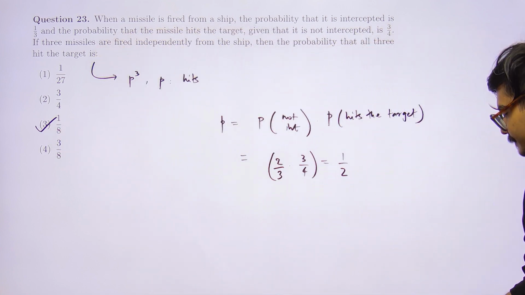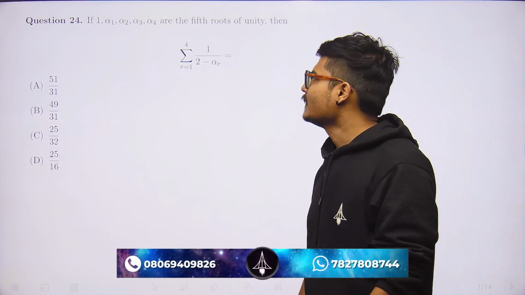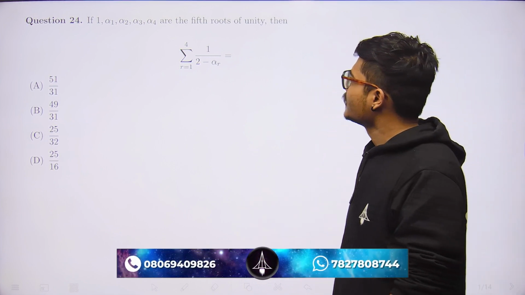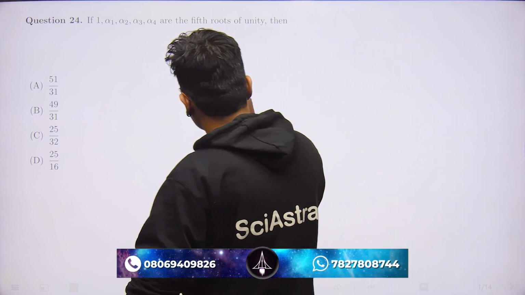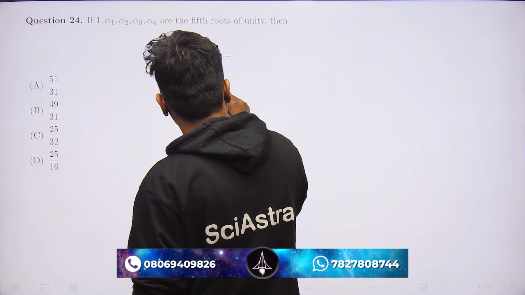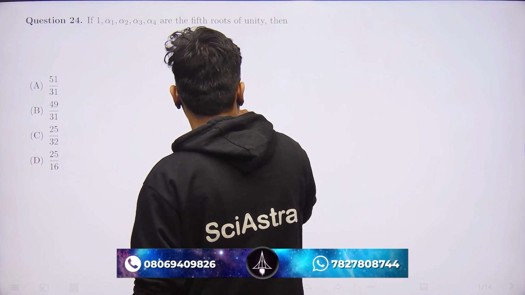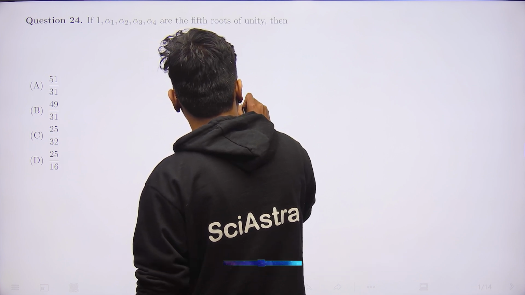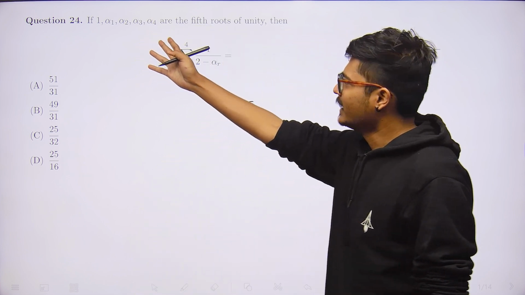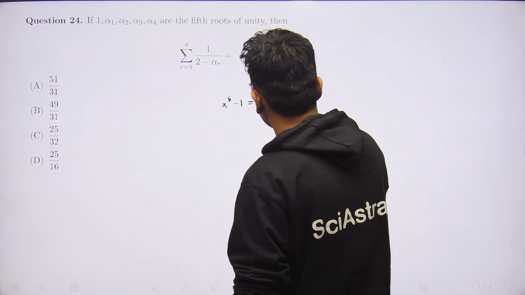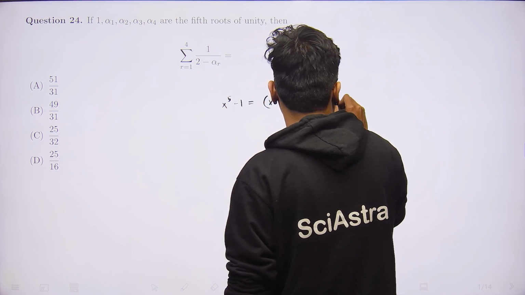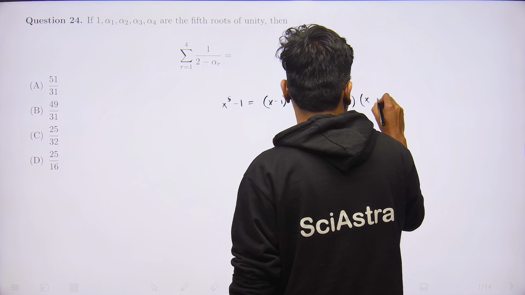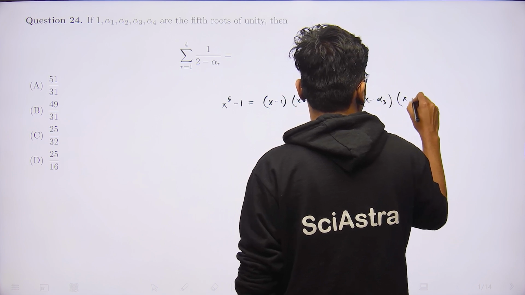Coming to the next question, if 1, alpha 1, alpha 2, alpha 3 and alpha 4 are the fifth roots of unity, then find the value of this sum. So for this, first of all, observe that this polynomial, x to the power n minus 1, sorry, x to the power 5 minus 1 in this case, what are its roots? 1, alpha 1, alpha 2, alpha 3 and alpha 4, right? So I can write this as x minus 1 times x minus alpha 1, x minus alpha 2, x minus alpha 3 times x minus alpha 4, right?